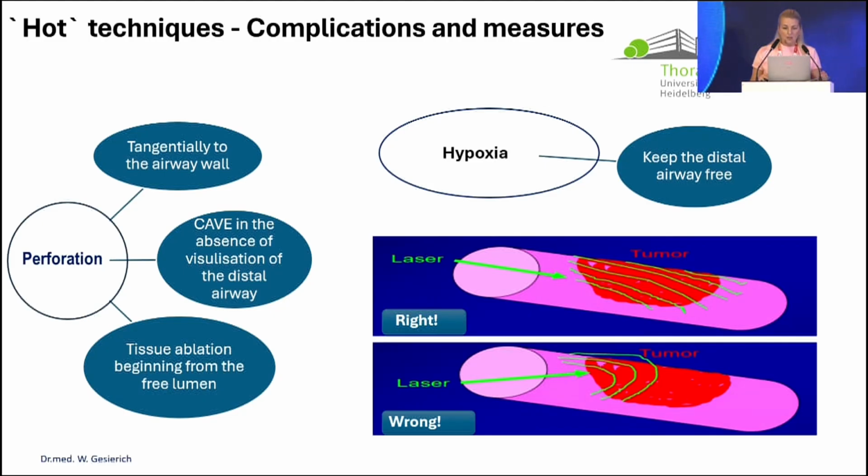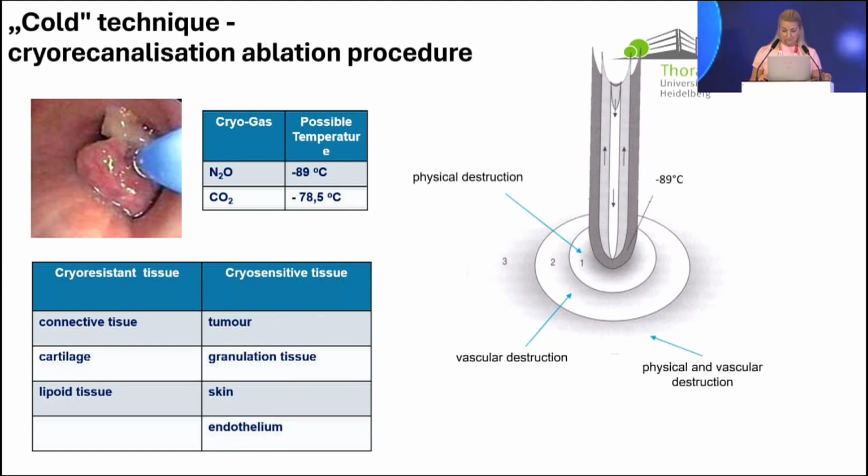About hypoxia, we try to keep the distal airway free, or secure. If our obstruction is on the right side, then secure the left side. If it's central trachea, we might work with a mini jet catheter. We have to find another solution in order to avoid the hypoxia.